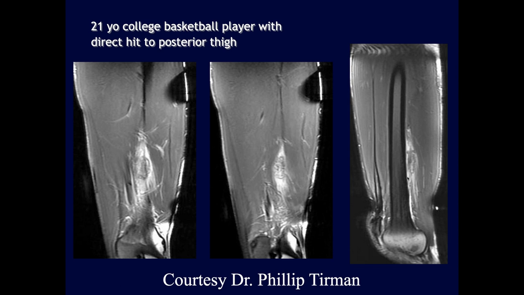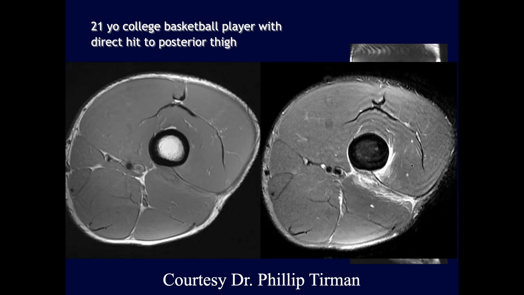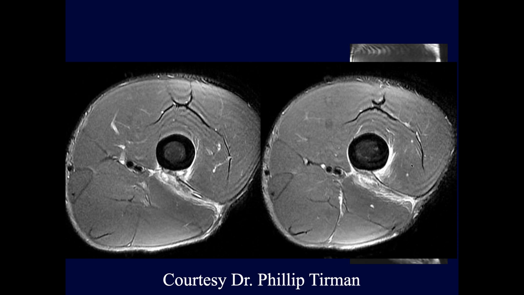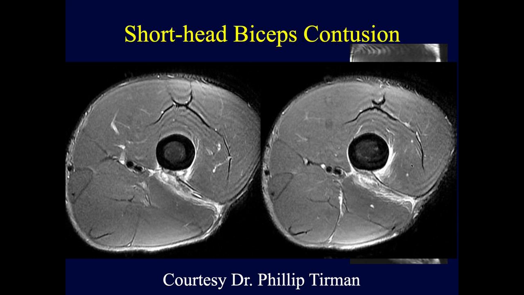In order to call it, fastball player, direct hit to posterior thigh. We have a lot of fluid and heterogeneity within the musculature, right posterior to the thigh. The bone itself looks okay, and there's some fluid or maybe hemorrhage tracking along the fascial plane in between the quadriceps and the hamstring. So I assume it's just like a muscular strain contusion.